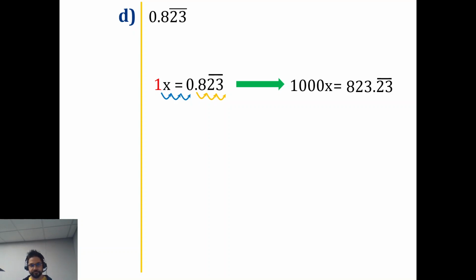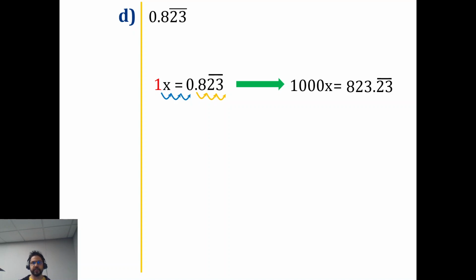All right, beautiful. So now the question is, if I have a 1000x, do I need to keep it as a 1x? Do I need a 10x? Or do I need a 100x? Because remember, the whole point is to have those repeating decimal parts line up so that when we subtract, they would eliminate.